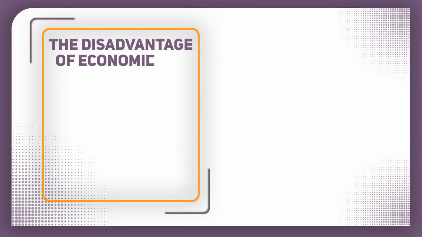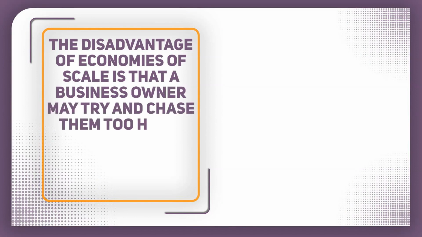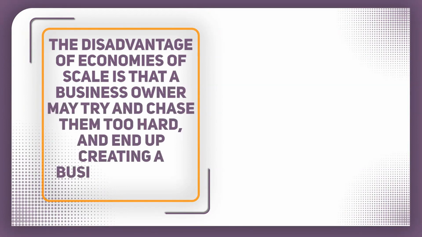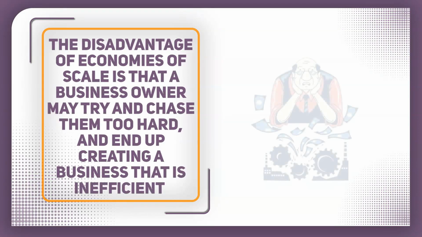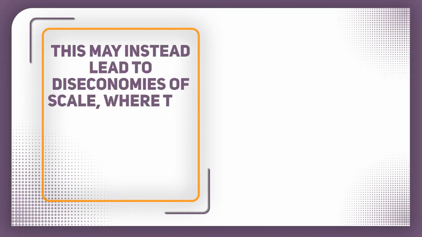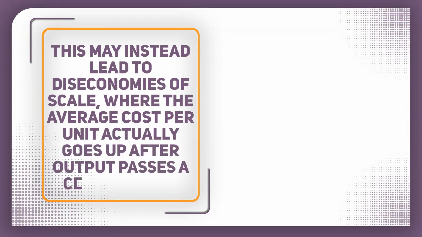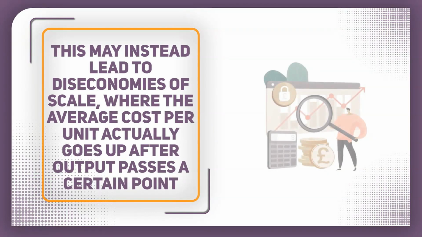Now, the disadvantages of economies of scale is that a business owner, just like Lottie, may try and chase them too hard and end up creating a business that is inefficient, with poor communication and bad management decisions. This may instead lead to diseconomies of scale, where the average cost per unit actually goes up after output passes a certain point. Lottie has thought about the possibility of expanding to 20 donut vans instead of 6, but she realises that this could be counterproductive.